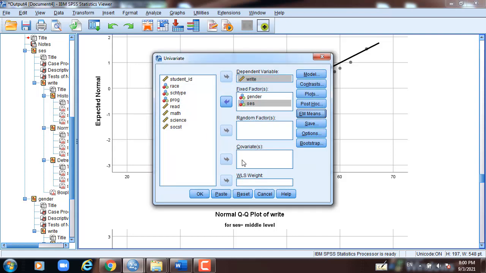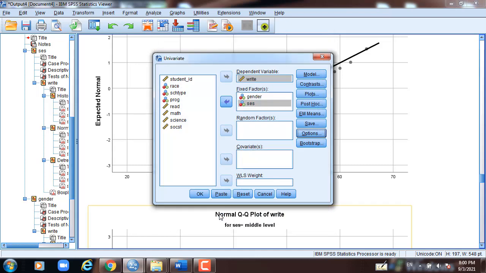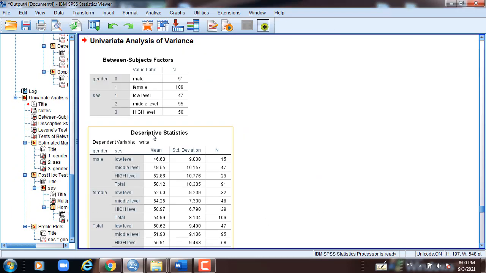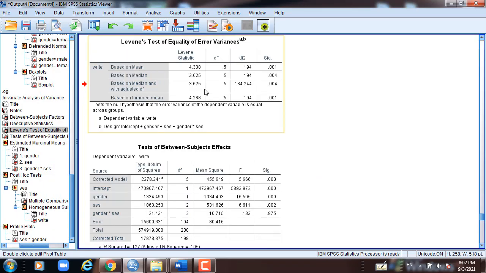Then press continue, then go to option and select descriptive statistics and homogeneity test, then press continue, and then press OK. So the outcome here: first we see that SPSS produces many tables, and it is the output from a two-way ANOVA.